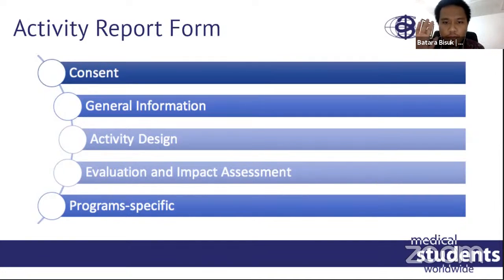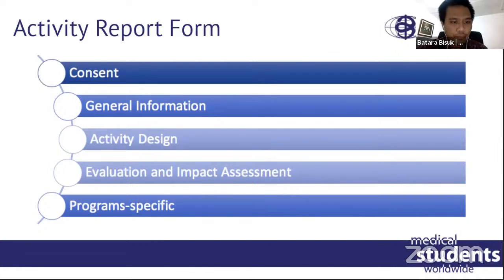We have 5 big parts of the activity report form. Remember, after you enroll the activity, you do your activity, you do the evaluation of your activity, then you report your activity. Then we need your consent first about having your data. Because that's also essential for FMSA, we need your consent first. If you don't give your consent, then we can't proceed with the reporting. That's the first one. The second one is the general information.